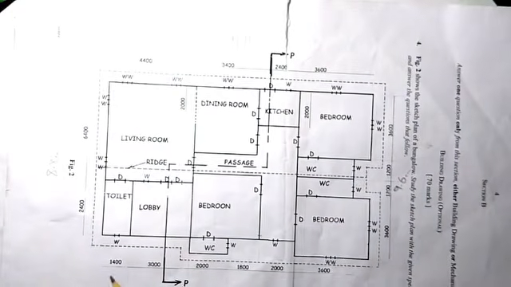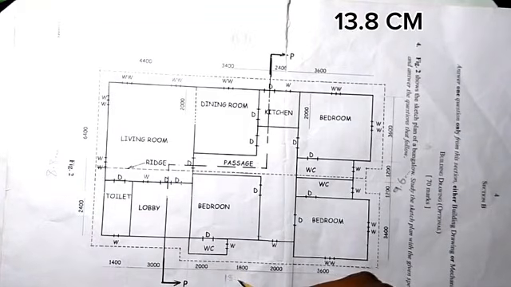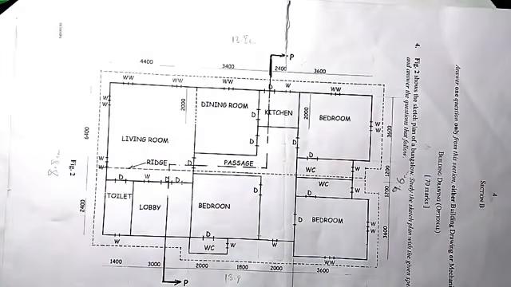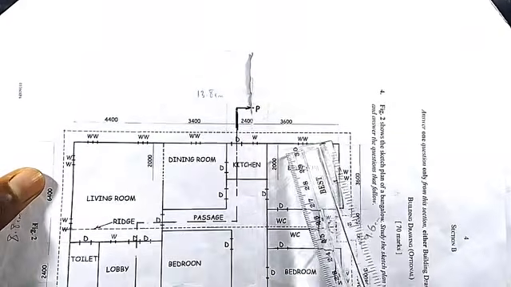Then for the down part, we're having 1.4 plus 3 plus 2 plus 1.8 plus 2 plus 3.6, which is 13.8. Same thing here. So these two parts are the same length. So we have the total length. So let's start drawing. 13.8 for the length. So let's draw that first.